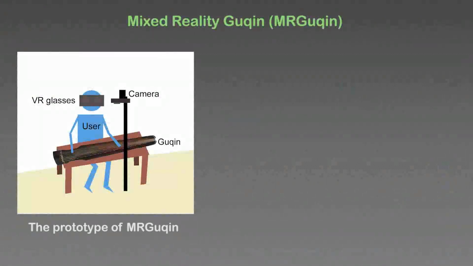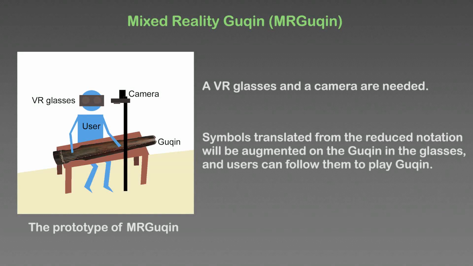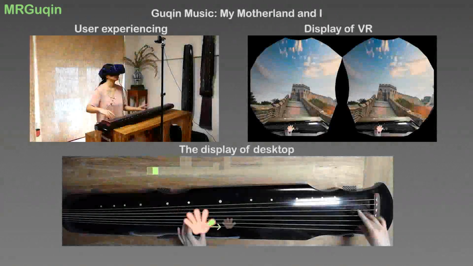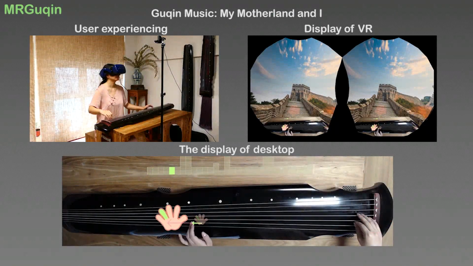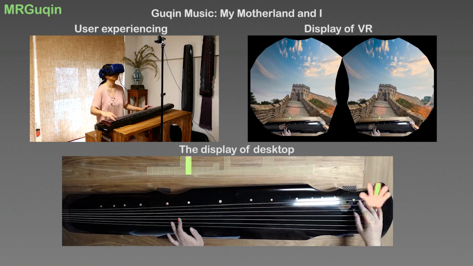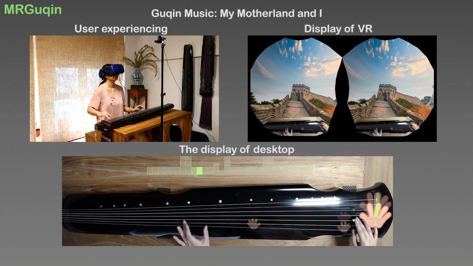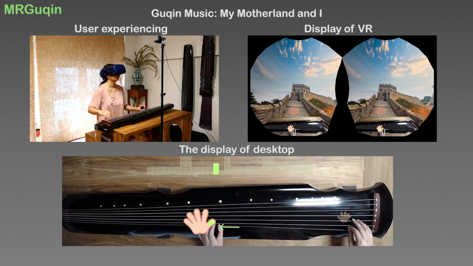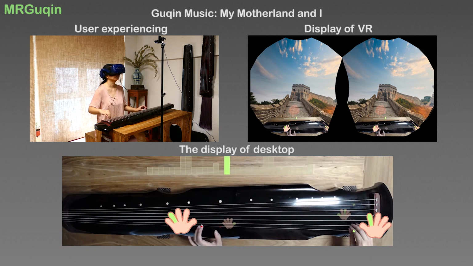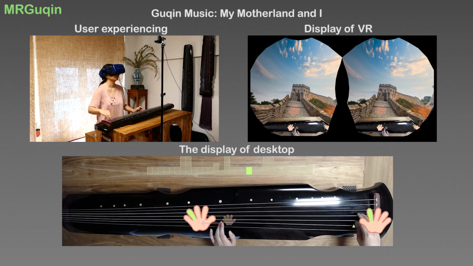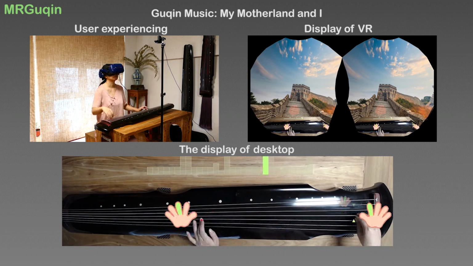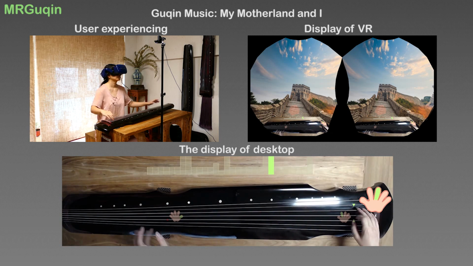Mixed Reality Guqin is designed for Guqin beginners to ease the learning process and enhance their confidence. When a user chooses a piece of Guqin music in our system, the corresponding virtual scene is shown with a virtual desk. The real-time pictures will be mapped onto the surface of the desktop. Symbols translated from the reduced notation will be augmented, and users can follow them to play Guqin.